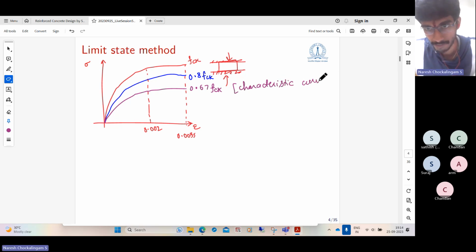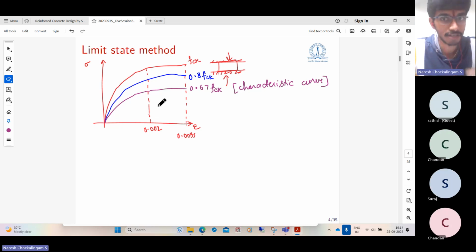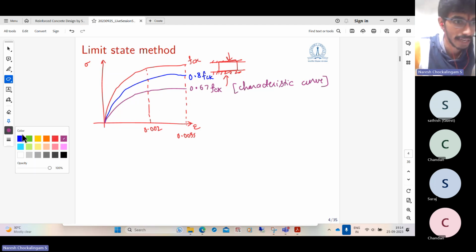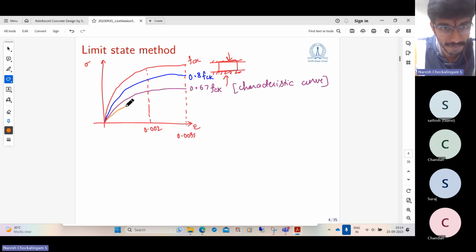But even that is not enough because we need to apply the partial safety factor. If we divide it by 1.5, we get the design stress strain curve of concrete, and it is something like this. This value is 0.447 fck. When we analyze reinforced concrete sections, the stress strain curve that we assume for the relationship between strains and stress in the cross section is actually this. The last orange curve is what we take for design purposes.